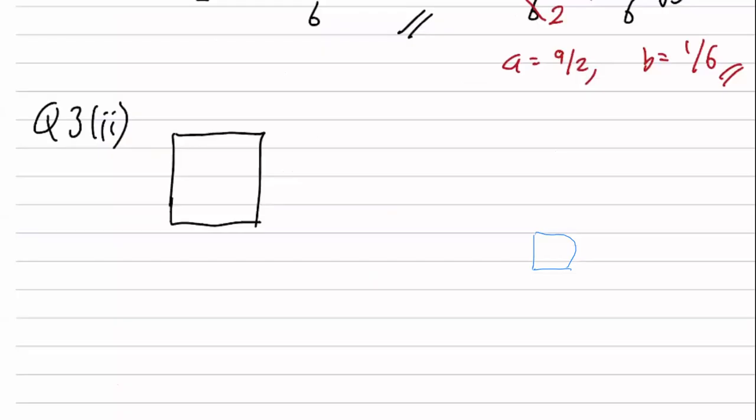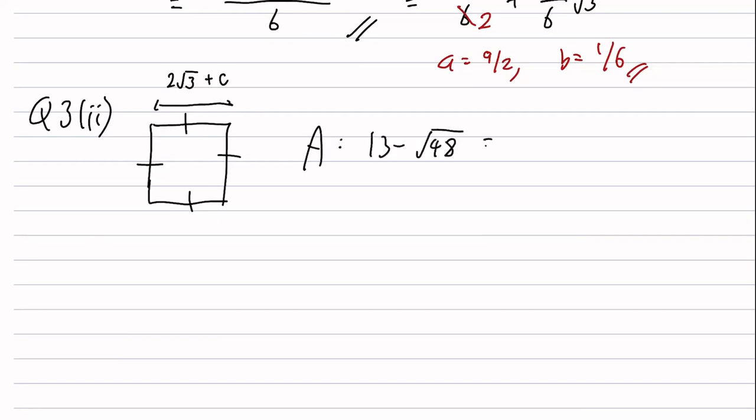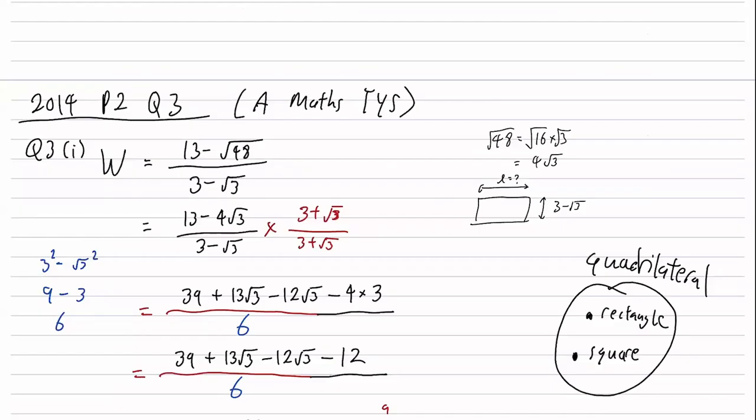Let's just zoom in and label. So what do we know about this square? They say it has a side of very special, 2 root 3 plus c. So that means that all sides are equal, right? So it's 2 root 3 plus c. If they tell us the area is still the same as 13 minus square root 48, which we already know is simplified as 13 minus 4 root 3.